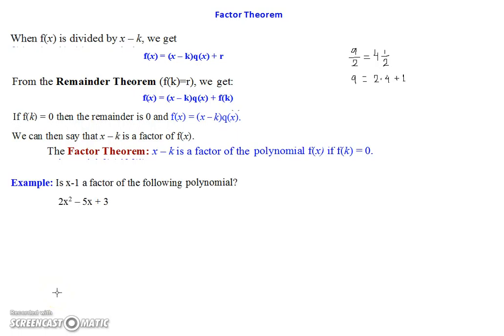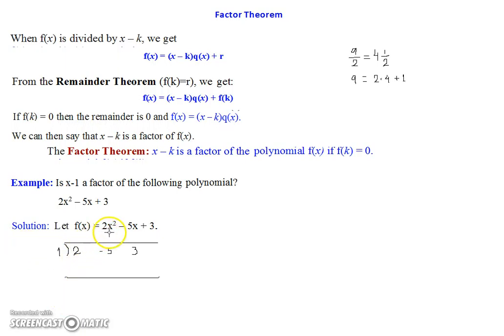Let's see an example. Is x minus 1 a factor of the following polynomial? Let's say f of x is a function that is defined by exactly the same polynomial. We will apply the factor theorem. X minus k, in this case x minus 1, will be a factor of our function f of x if f of k equals 0. So we can check that by using synthetic division. The divisor is x minus 1, so k will be 1.